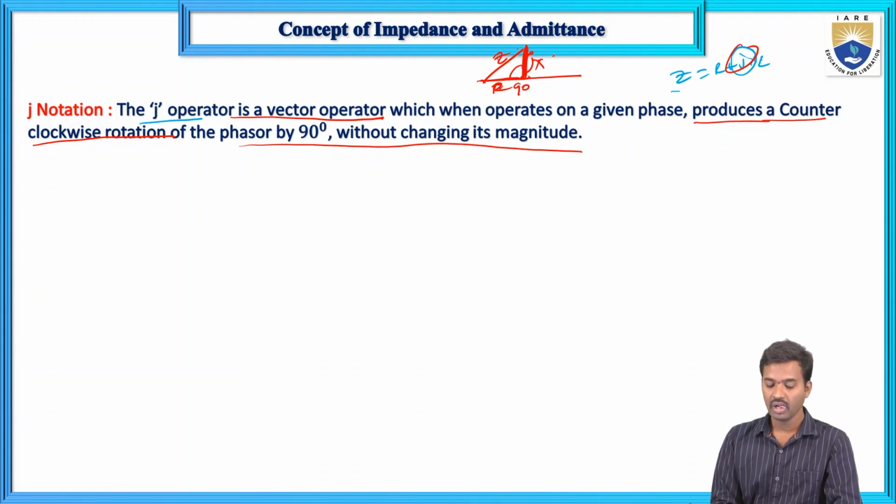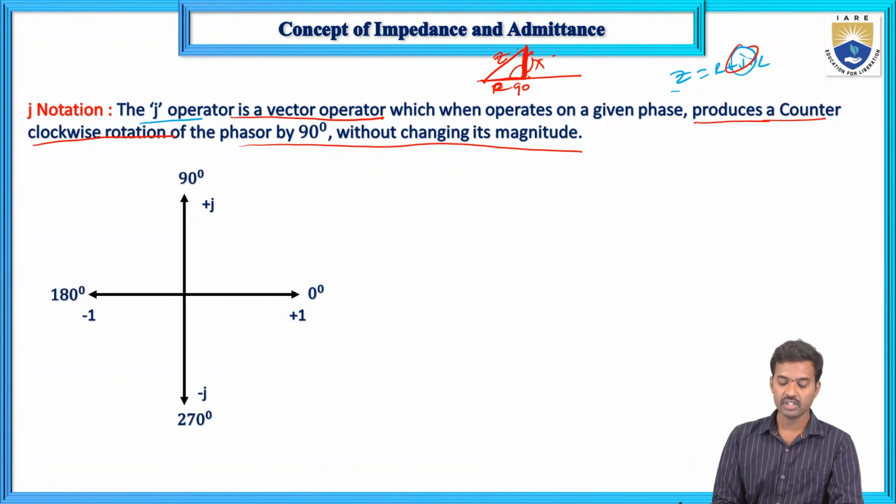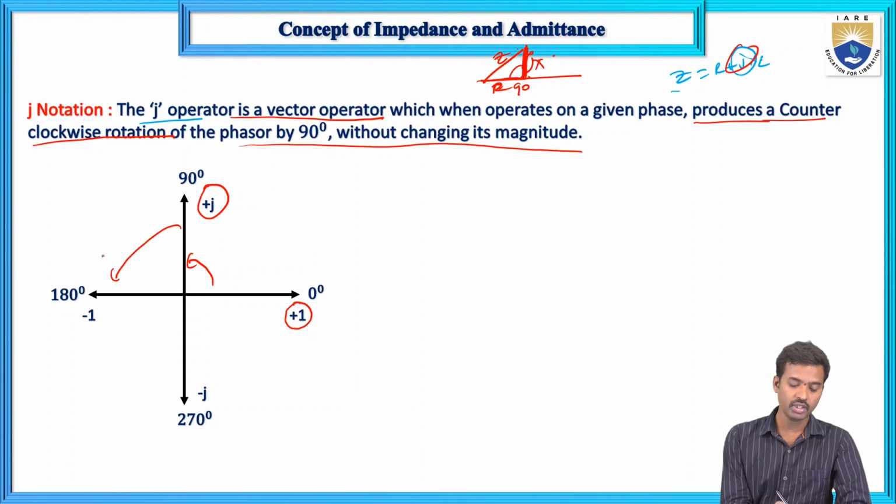Next, this is the diagram for the j notation. Anticlockwise rotation is plus j multiplication. If you multiply by plus j again, you get j square.